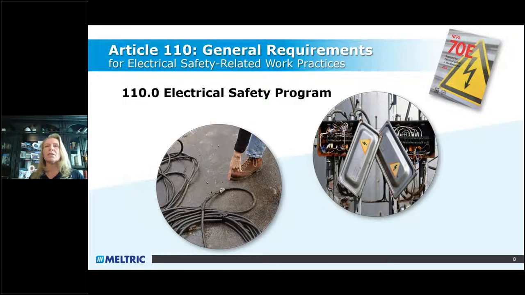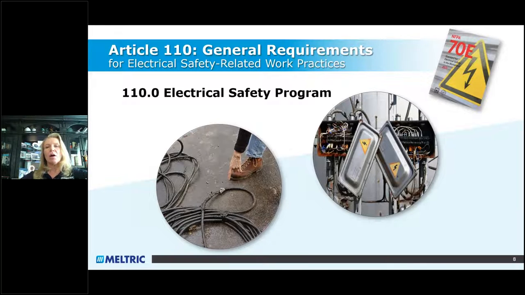All incidents that happen in the workplace need to be recorded and investigated. And then the electrical safety program should also be audited on a regular basis. So in terms of the program and how the people in the field are following the program, the lockout, tagout procedures that are being implemented, and how everything is being documented.